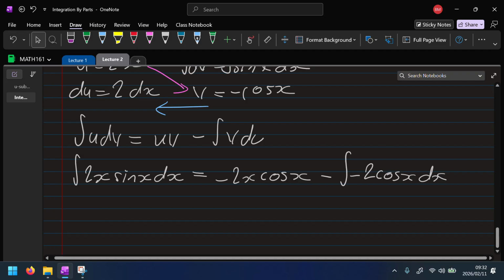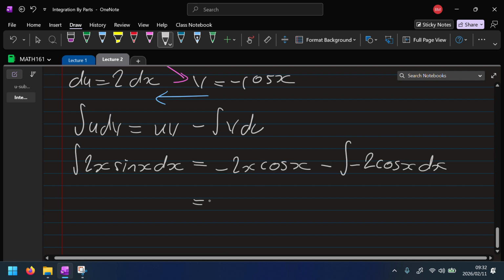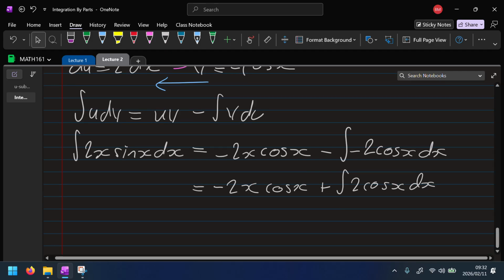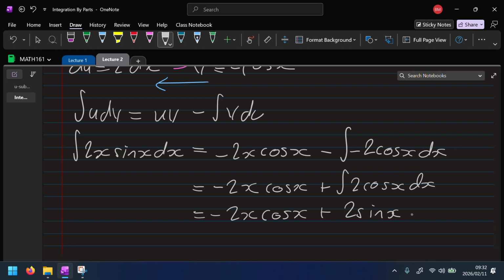Okay, for that integral, we've got 2 minus signs, so let's just rewrite that with the plus. Okay, what's the integral of cos? Sine, good. Yeah, so we've got that.